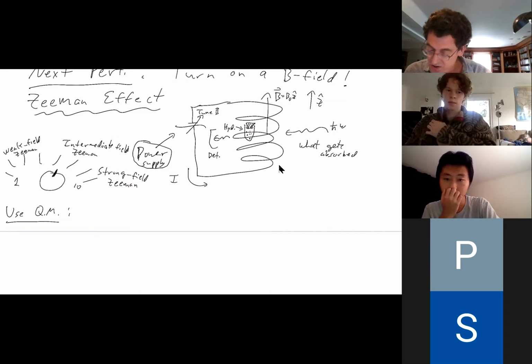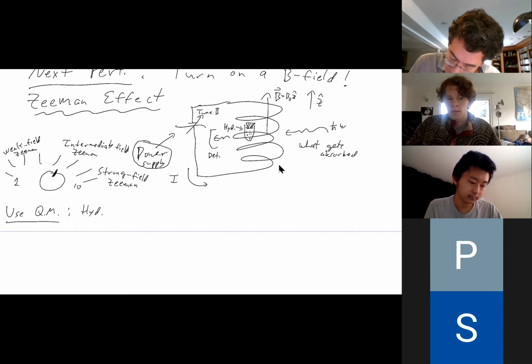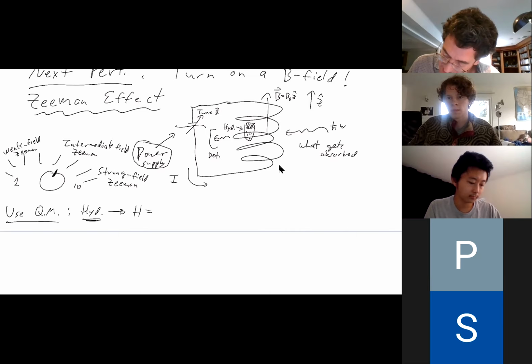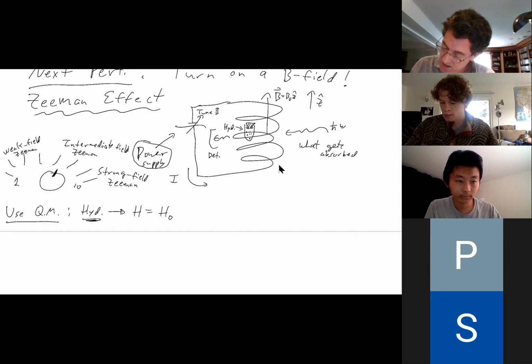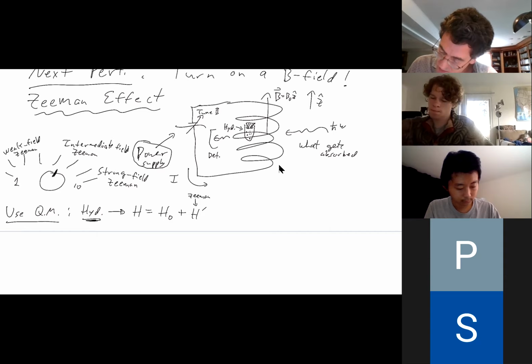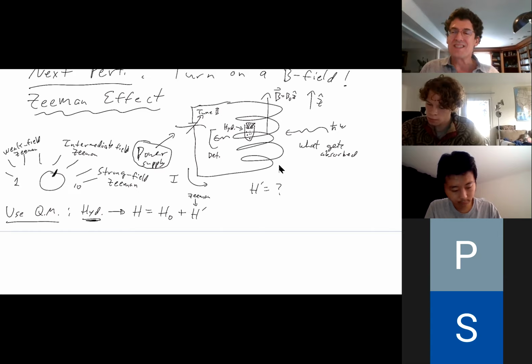And so using quantum mechanics, we know that hydrogen is described by a Hamiltonian, and that Hamiltonian is H0. Now, when I turn on a magnetic field, that's going to create a perturbation, H prime. And that will be the Zeeman effect. Well, but the question is, what is that H prime? What is the perturbation that's created by the Zeeman effect?